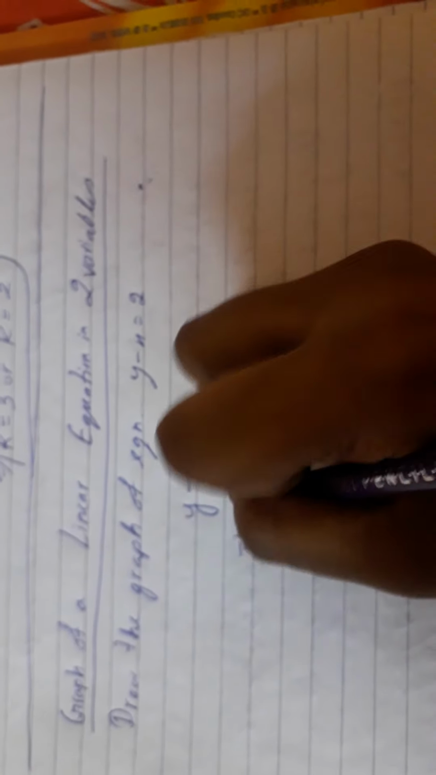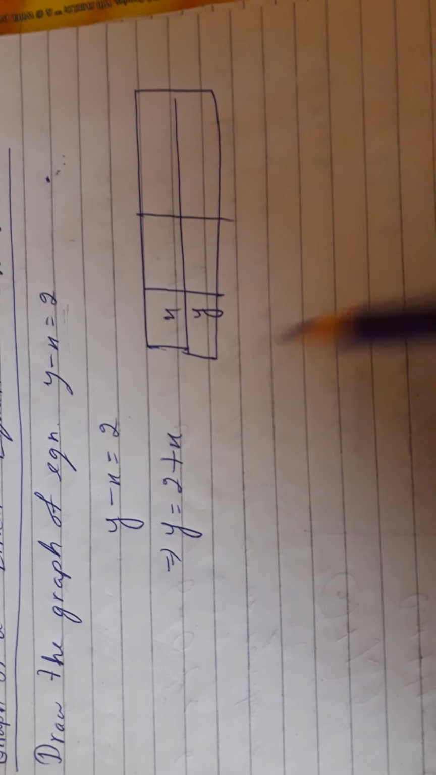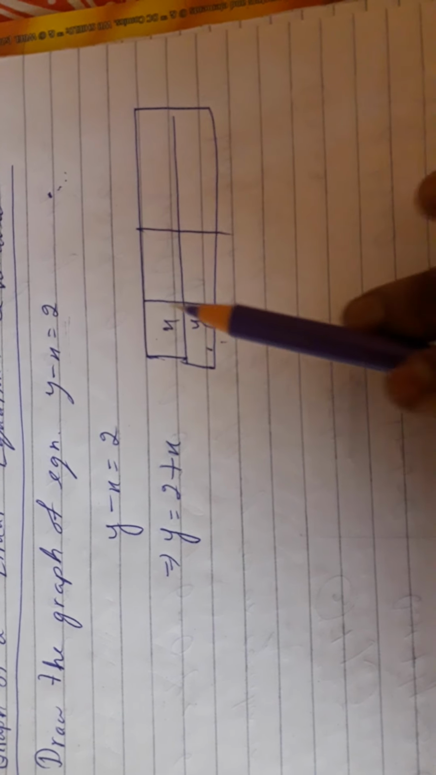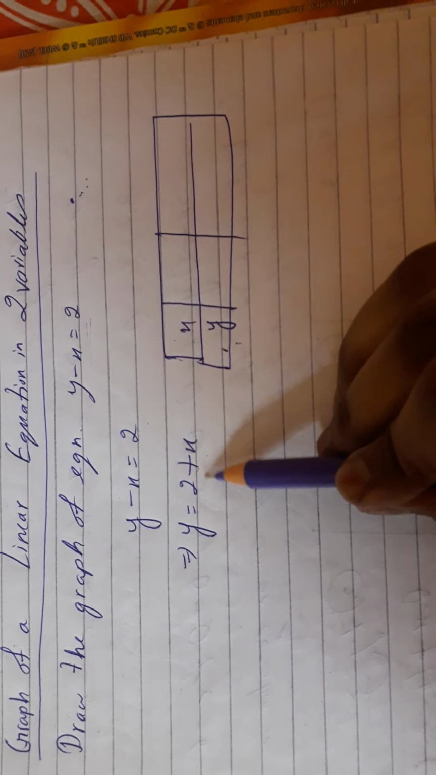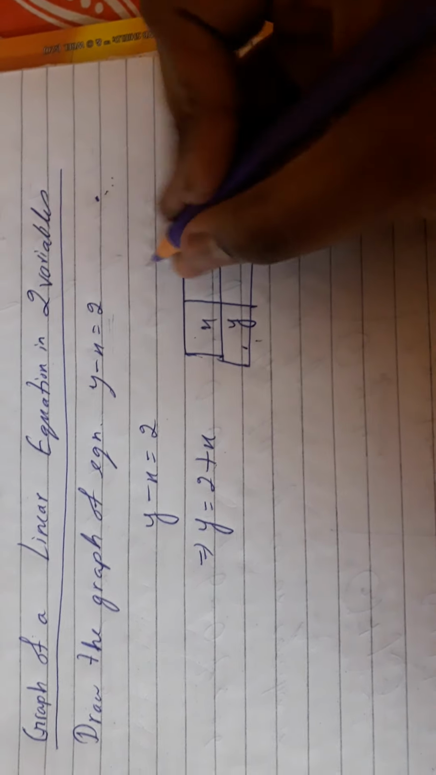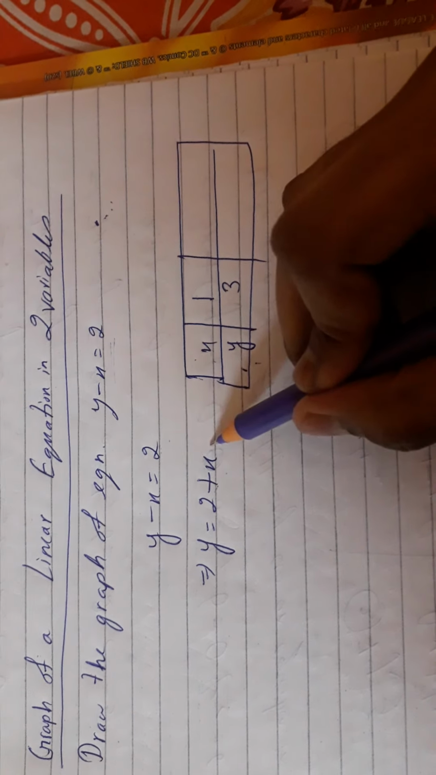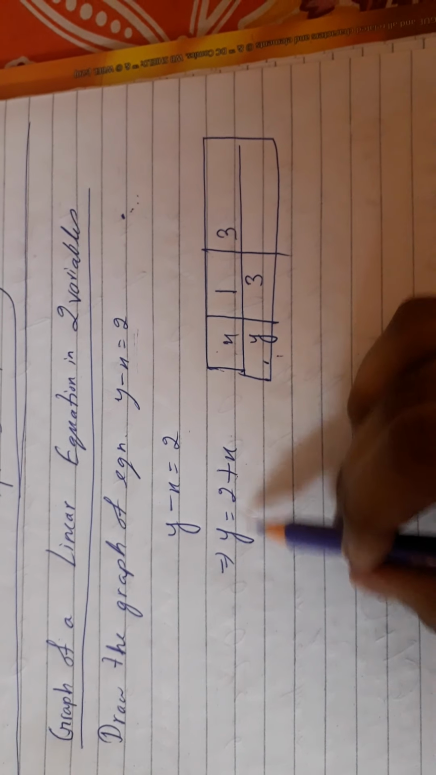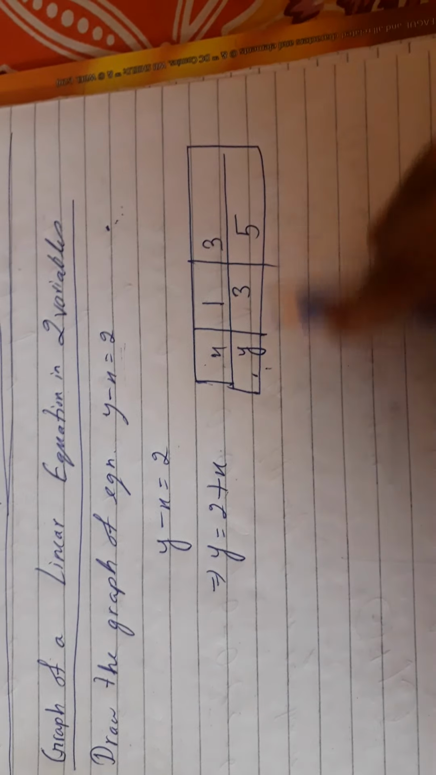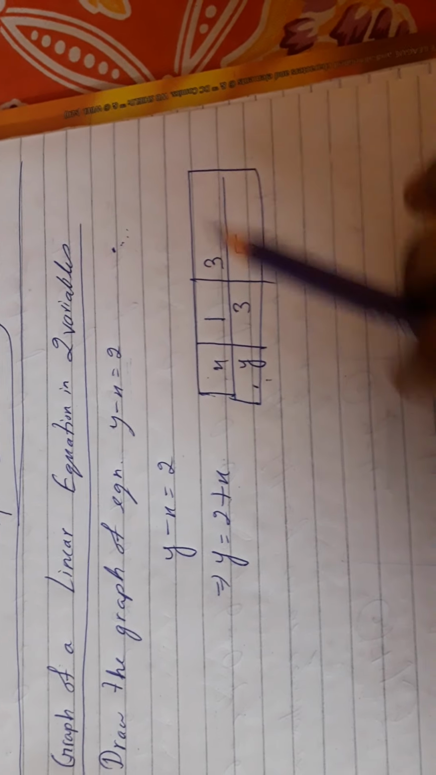Here is given, draw the graph of the equation y minus x equals 2. So first you have to arrange it in this way. y minus x equals 2 means y equals 2 plus x. Now you have to find the values of x and y. You have to put values here so that you can find the solution. If you put 1 in the place of x, then y will be 2 plus 1, which is 3. If you put 3 in place of x, then you will get 2 plus 3, which is 5. Now these points are the solution, so you have to plot these points in the graph.